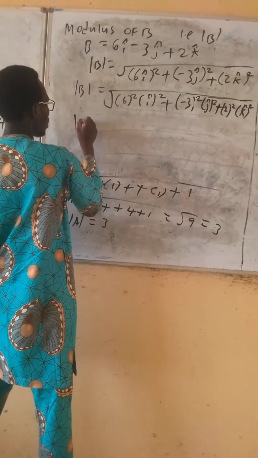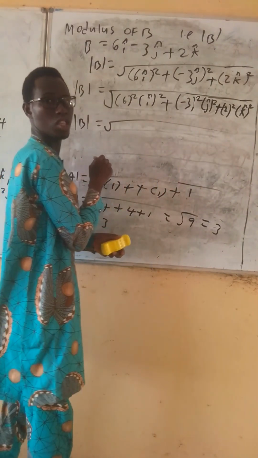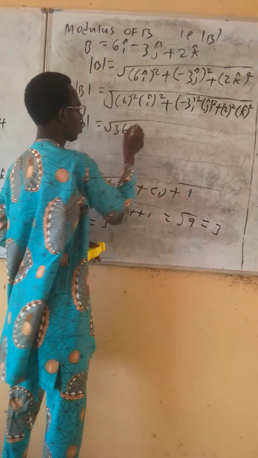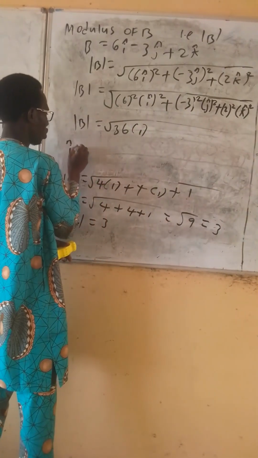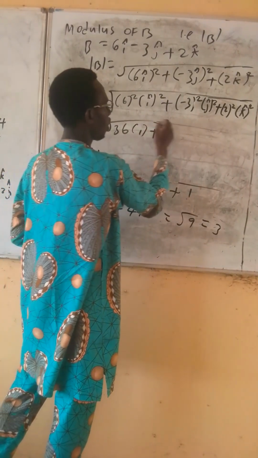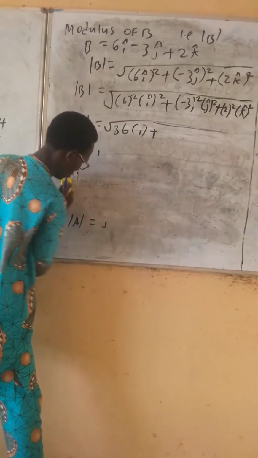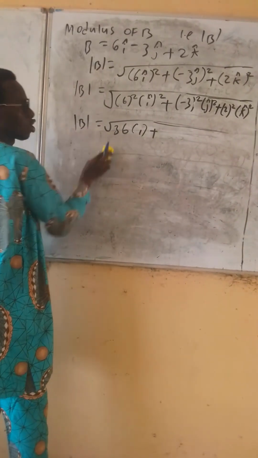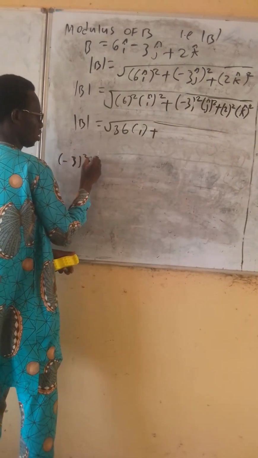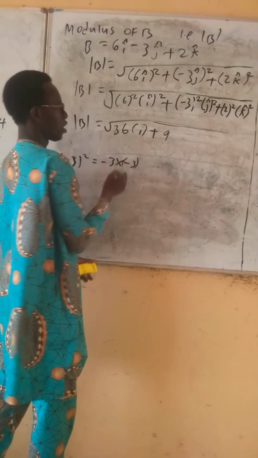So we have the modulus of b equals 6 squared, which means 6 multiplied by 6, which is 36. I squared in vector is 1, that is I dot I equals 1. So we have plus minus 3 squared, which means minus 3 multiplied by minus 3, which is 9.